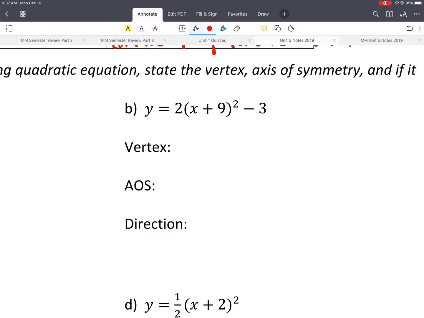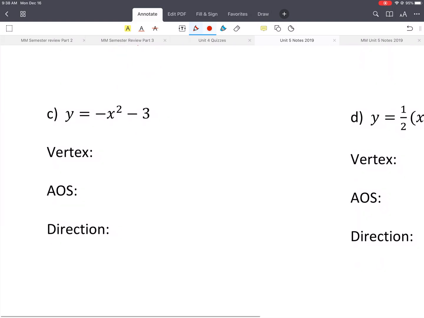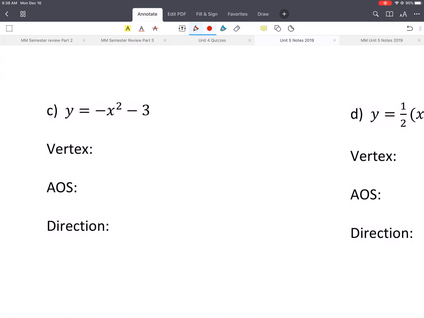So here we have our vertex. Again, bring it out, change its sign. Axis of symmetry is negative 9. Direction of opening would be up again because a is positive. Here's another example. Okay, vertex. Looking at this, think about that. Is this vertex form? And if it is, where's h and where's k?